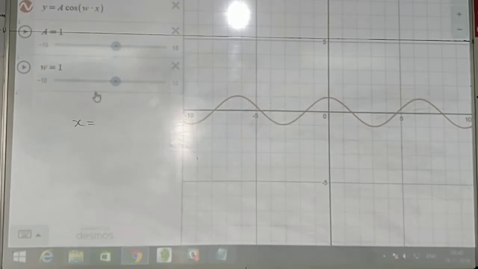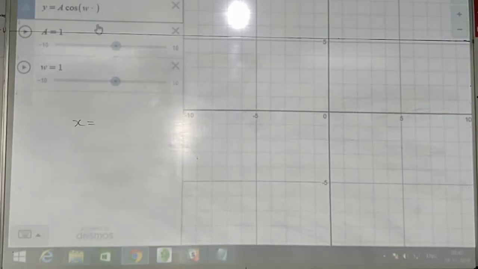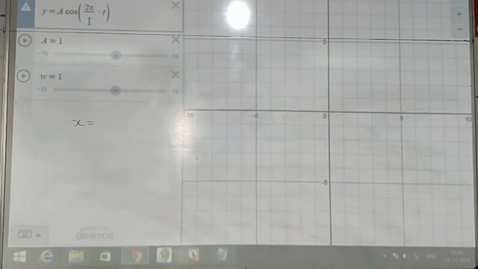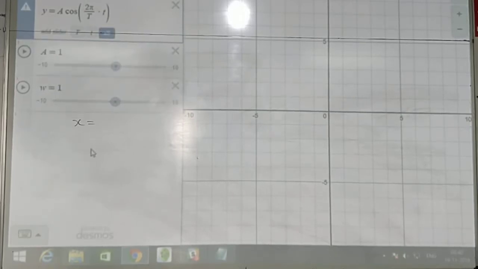Okay, this graph takes the x axis to be x as the variable, and the y axis to be y as the variable. If I change it to t and plot, what happens? Okay, it doesn't have any plot. Okay. So now a cos of omega t. Now if I change this omega as 2 pi by the time period.